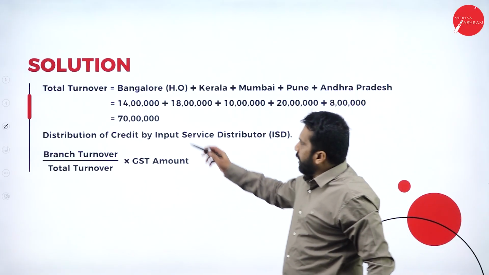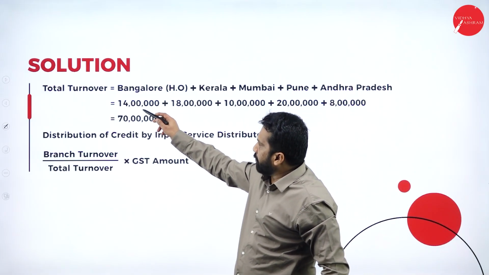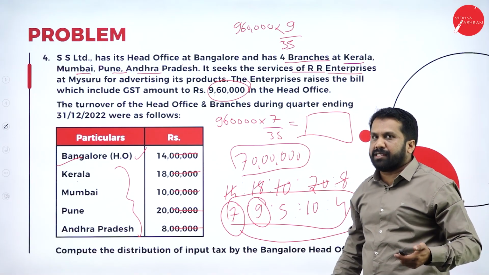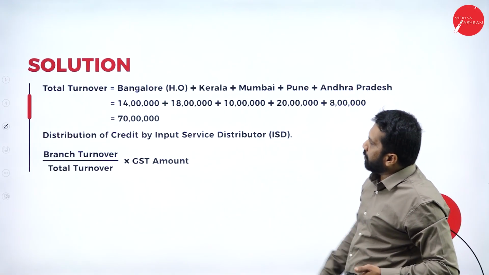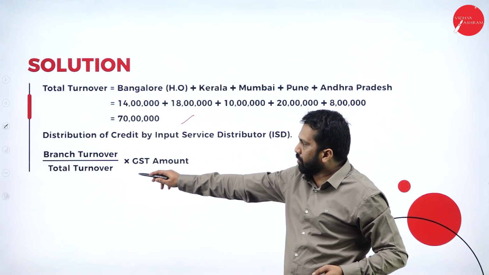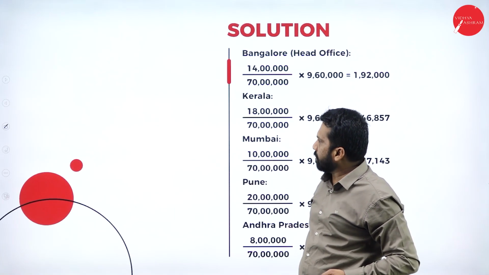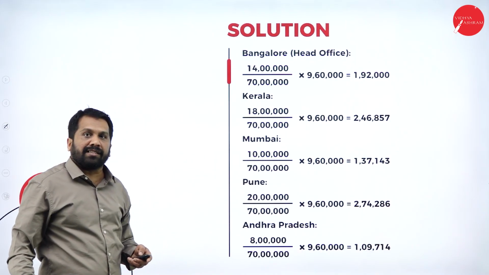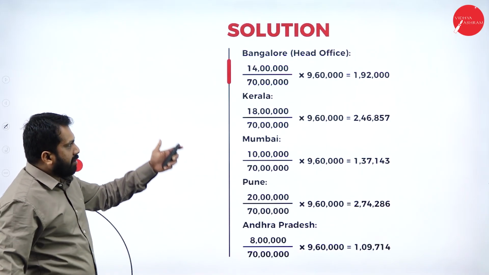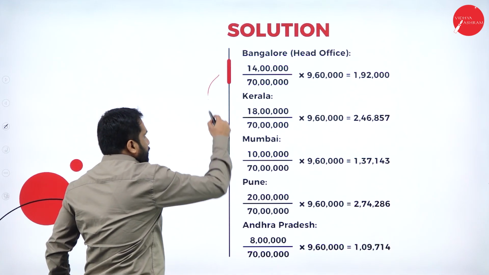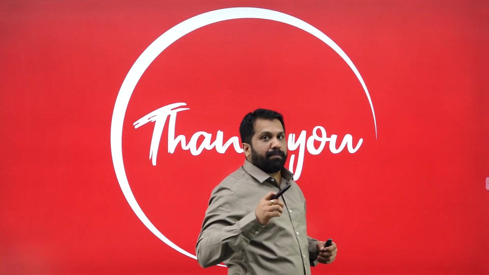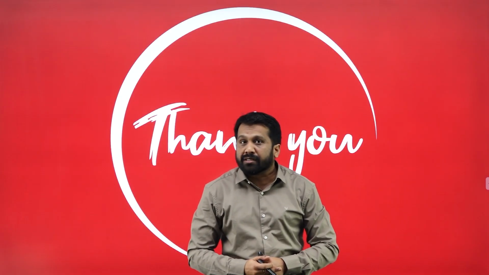Now turnover, see they have added everything. I made it simplified, but in the earlier stage, 70 lakh without doing any simplification, they have taken complete value 70 lakh. Branch turnover divided by total turnover into GST. If you do all the calculation divided by 70, we made it as divided by 35. The answer will be same. You can do this calculation.